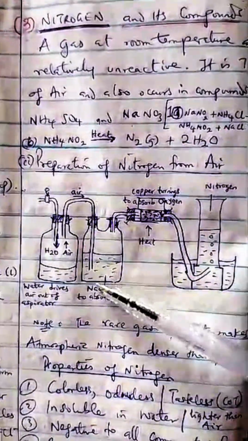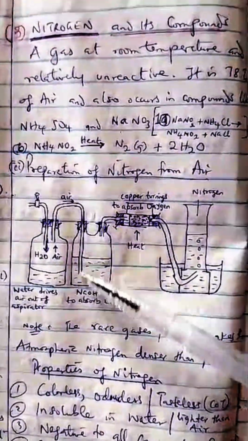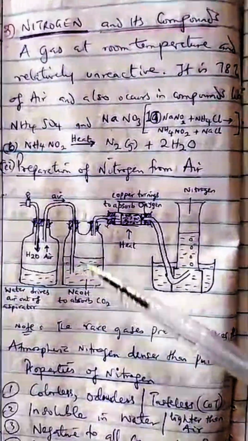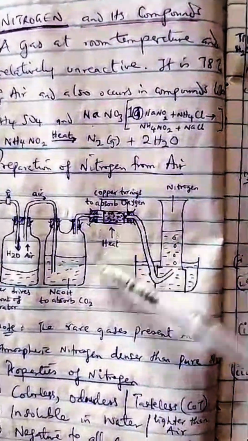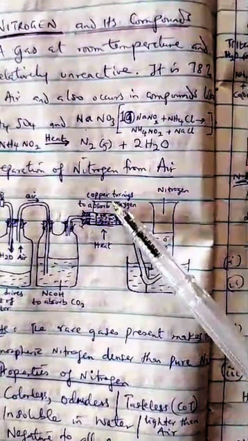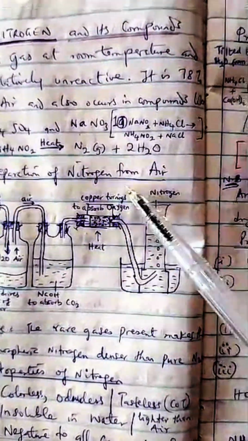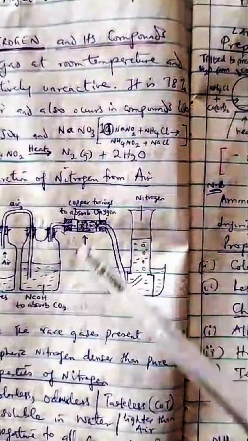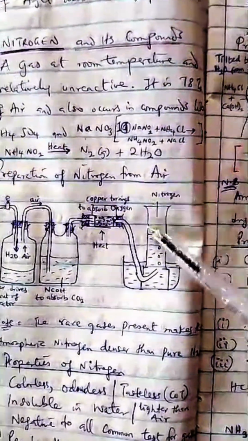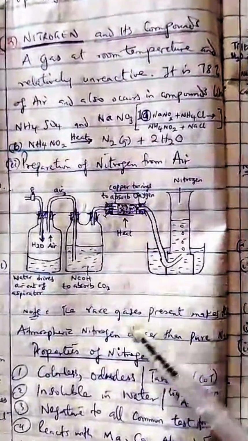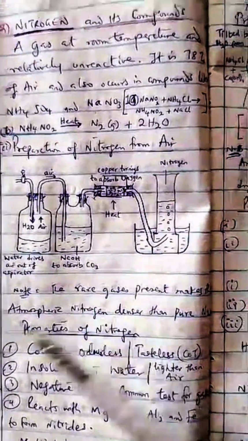The air passes into sodium hydroxide in this second vessel. The sodium hydroxide basically absorbs carbon dioxide from air. Then what is left is passed through heated copper turnings, pieces of copper. The purpose of passing it through the copper is to absorb oxygen, so that you have mostly nitrogen, which is basically insoluble in water.